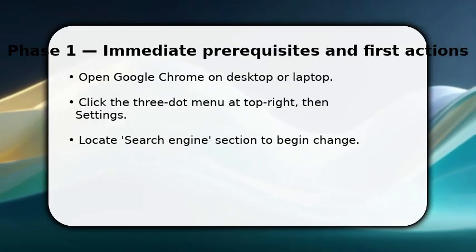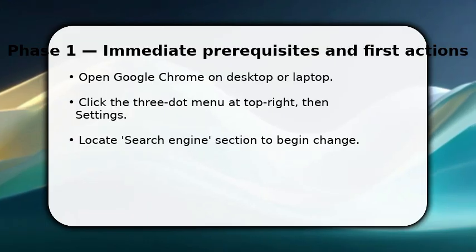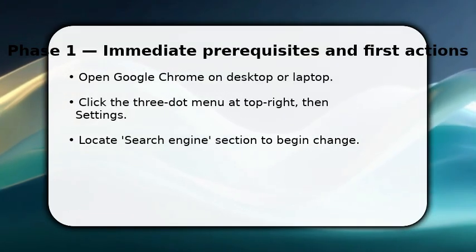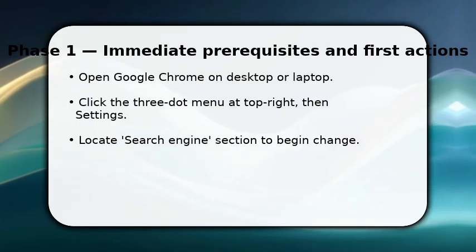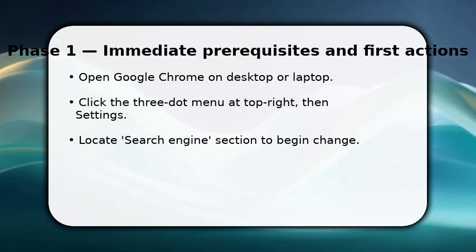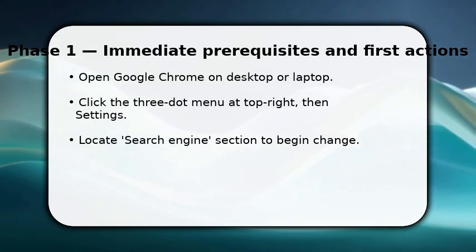You're starting inside Chrome. Open the browser and click the three-dot menu at the top right. Once the menu is open, choose Settings so you land directly where Search Preferences live. You need to find the Search Engine section. Make sure you're on a desktop or laptop for full options.